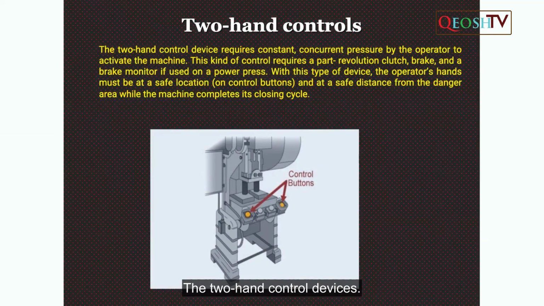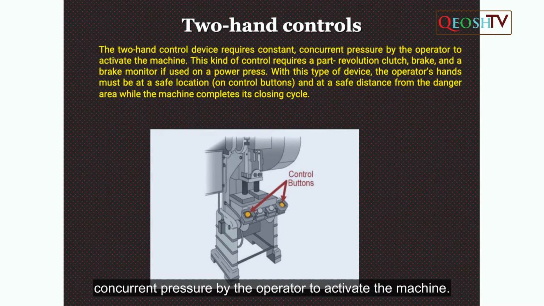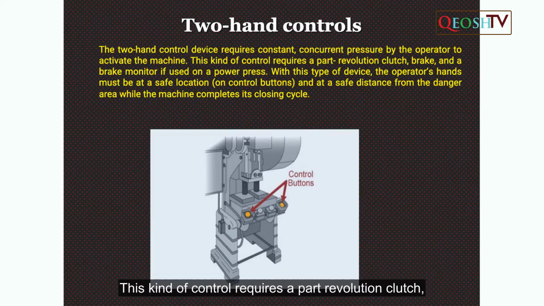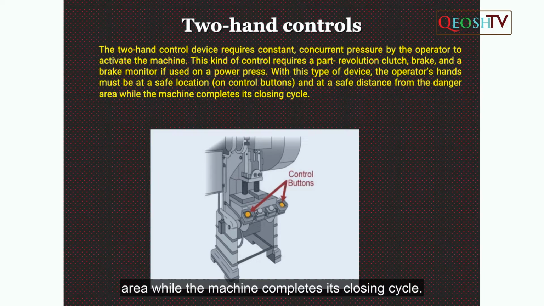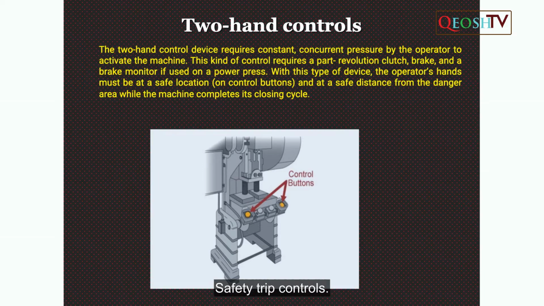The two-hand control devices. A two-hand control device requires constant, concurrent pressure by the operator to activate the machine. This kind of control requires a part revolution clutch, brake, and a brake monitor if used on a power press. With this type of device, the operator's hands must be at a safe location, on control buttons, and at a safe distance from the danger area while the machine completes its closing cycle.